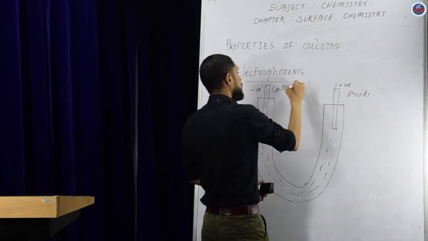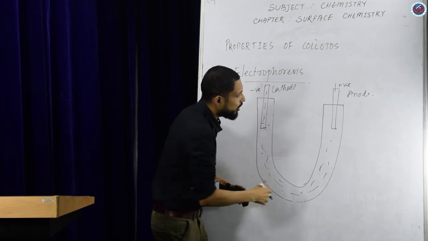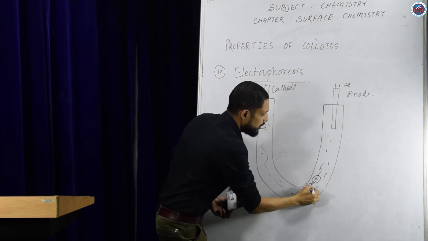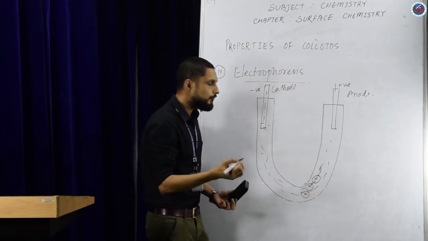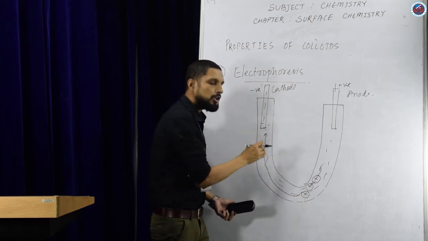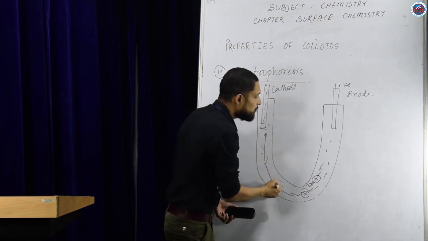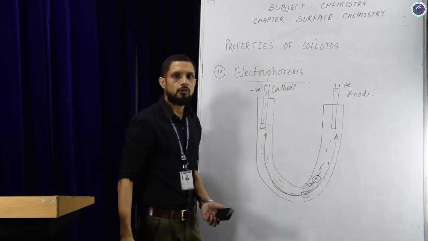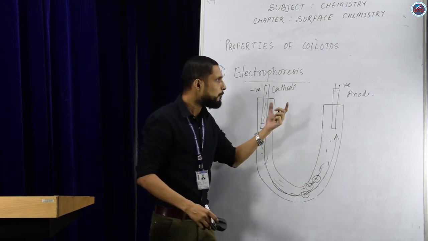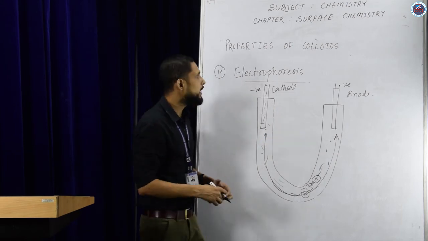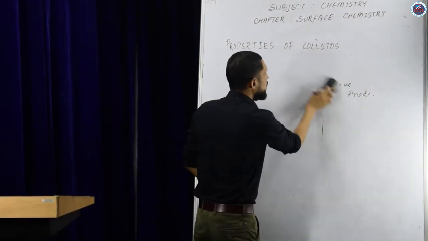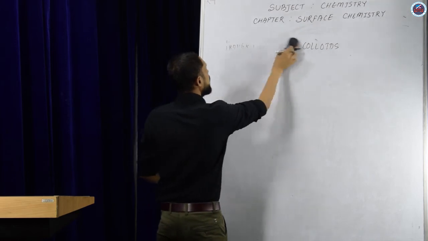this is cathode. Now, depending on the charge of the colloid, if the colloid particle is positively charged, it will move toward the negative electrode. But if the colloid particle is negatively charged, it will move toward the positive electrode. So this movement of the colloid particle toward the oppositely charged electrode is known as electrophoresis. Next, we will study the purification of colloid.